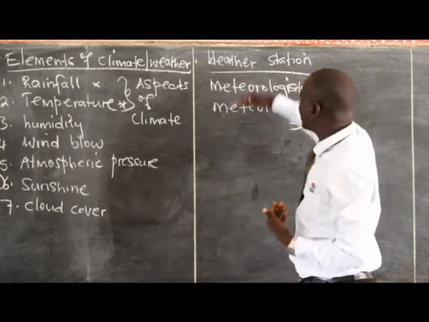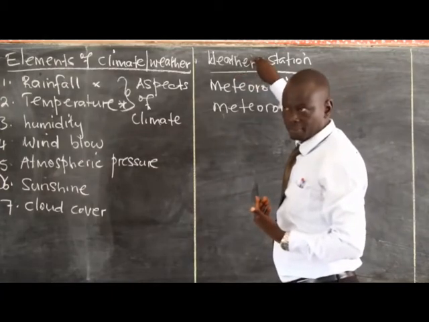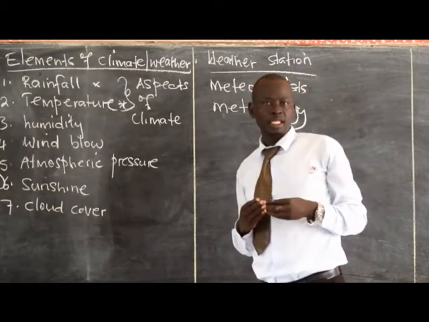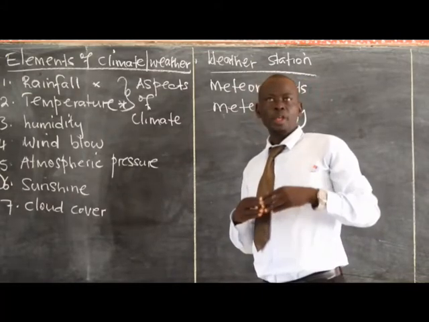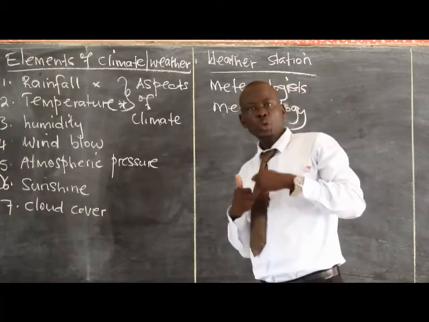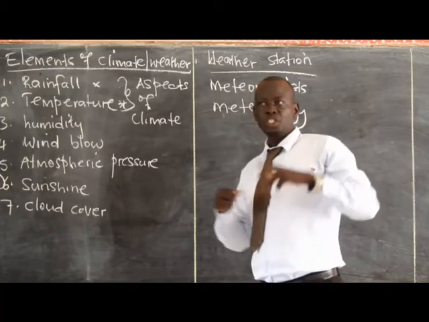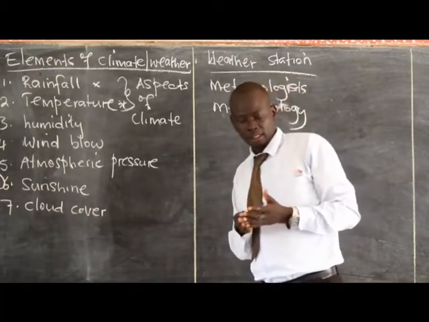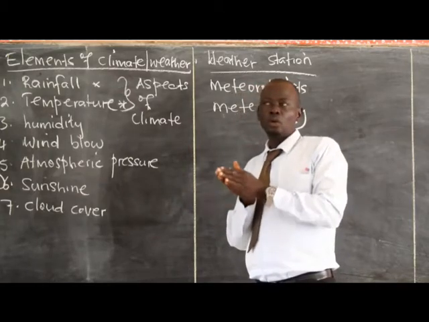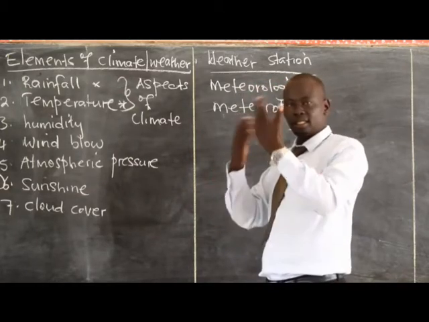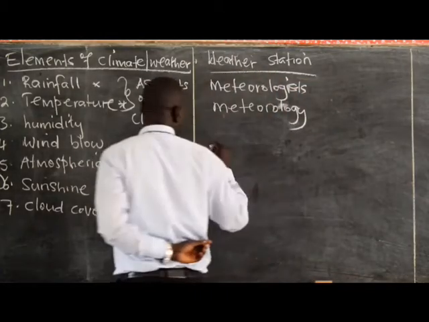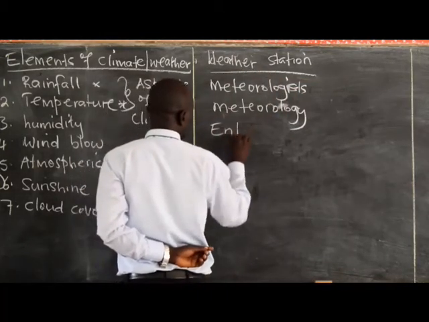Now this study takes place at a weather station. Now, some of our schools have weather stations, but we have the National Weather Station, which gives us the weather forecast, which we normally see on TV or radio. Now, in Uganda, the biggest weather station is found at Entebbe.